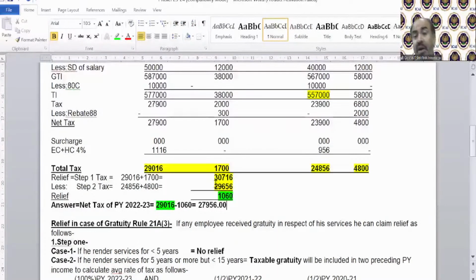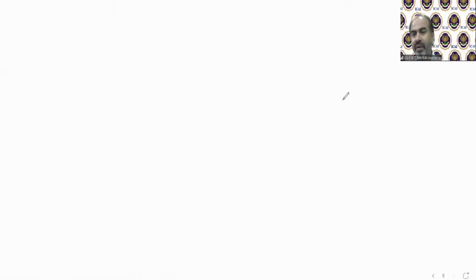If it is 30,716 and this is more than 30,716, then there is no relief. So the tax liability will remain 29,016 in that case. Clear? Now, how is it also applicable in the case of advance salary?